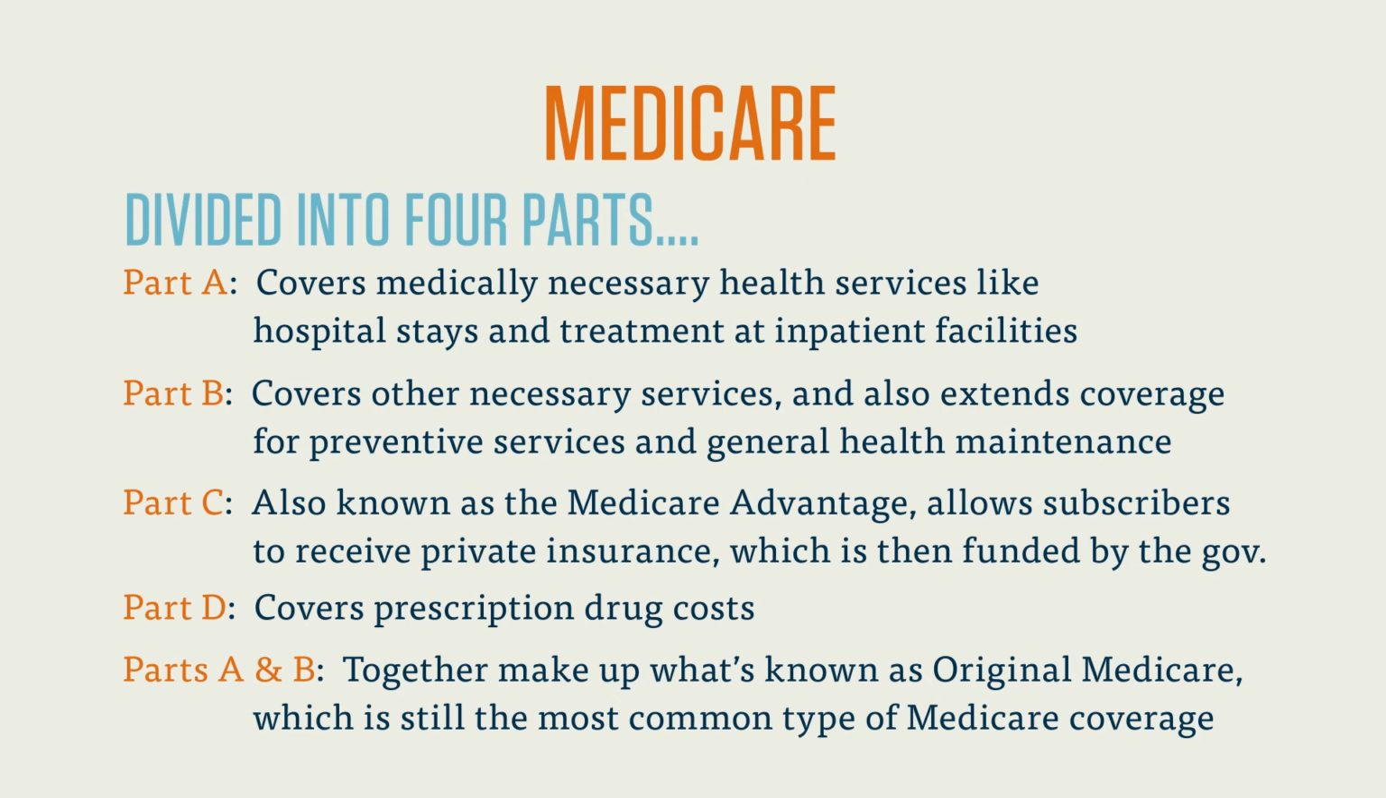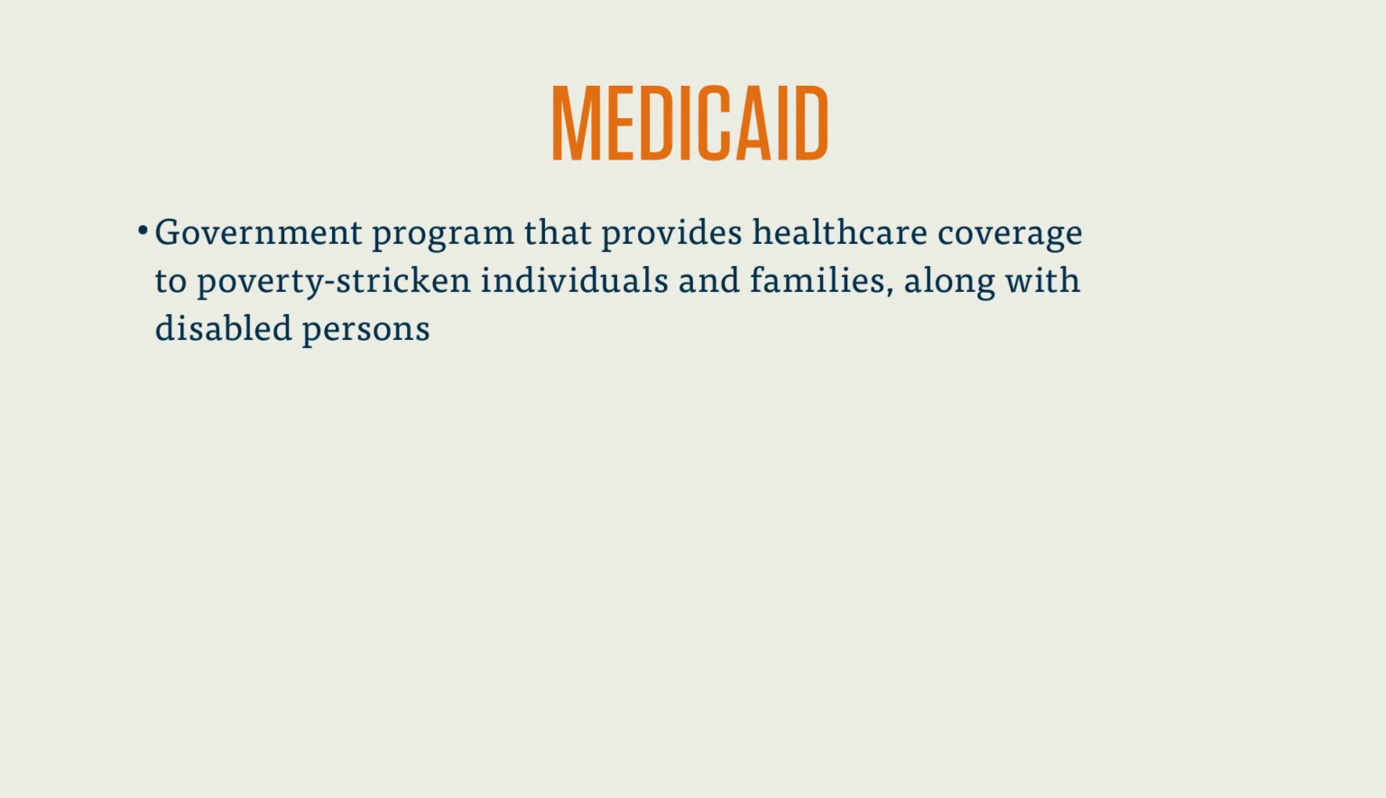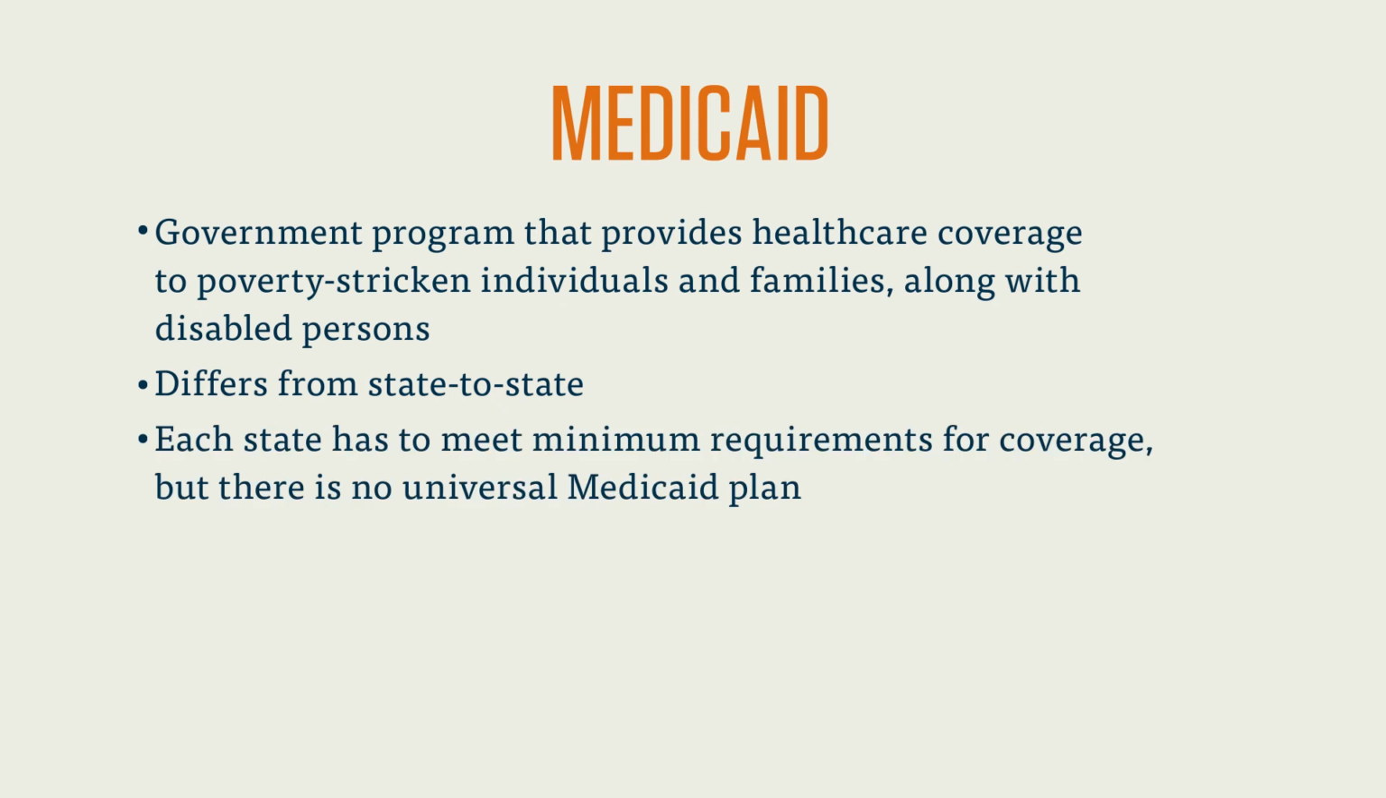Medicaid is a government program that provides healthcare coverage to poverty-stricken individuals and families, along with disabled persons. Unlike Medicare, which is run by the federal government, Medicaid differs from state to state. Each state has to meet certain minimum requirements for coverage, but there is no universal Medicaid plan. Both Medicare and Medicaid require claims to be submitted in a certain format. The manual version of this form is a CMS 1500. Billers always send claims directly to Medicare and/or Medicaid, bypassing any clearinghouses.